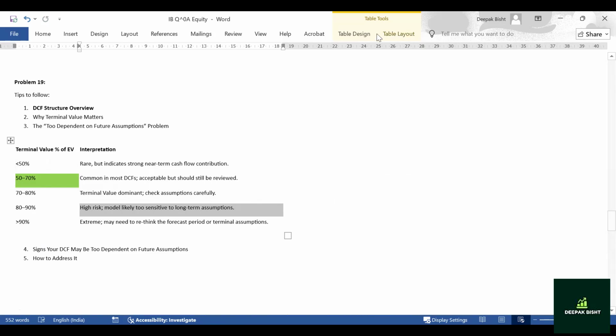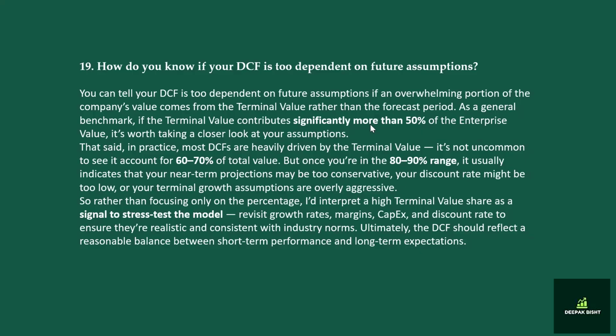The question which we were discussing was, how do you know that your DCF is too dependent on the future assumptions? And I believe that we have captured all those points that can impact our future assumptions.